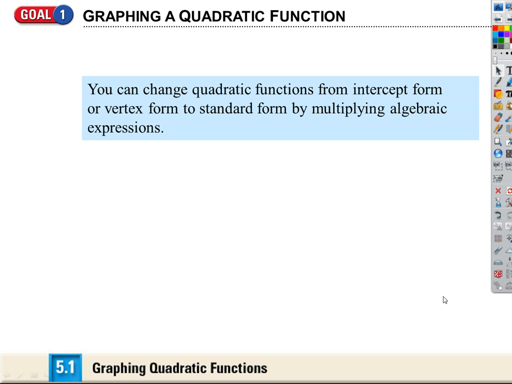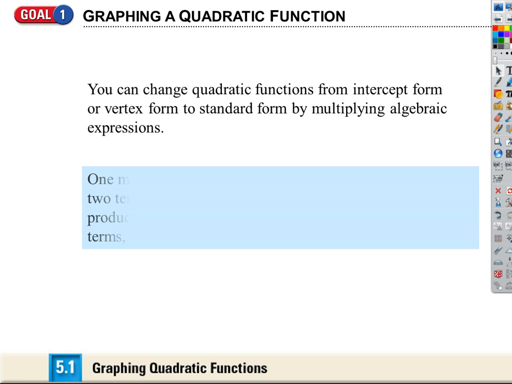Okay, so this is really minor stuff. I'll just really quickly show you this, but it's not a big deal at all. How do you change quadratic functions from intercept form or vertex form to standard form? All you do is just multiply them out and simplify. You just multiply them out and collect like terms, and they always end up in general form.